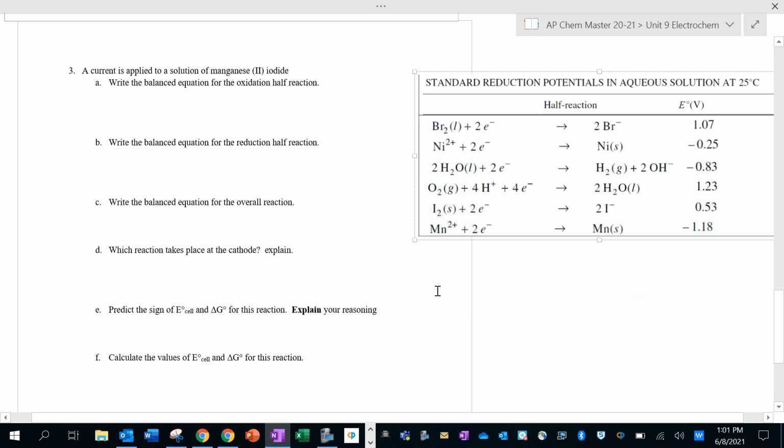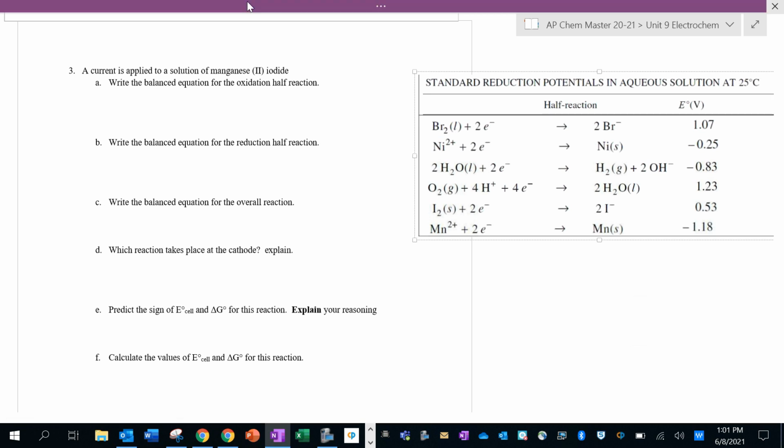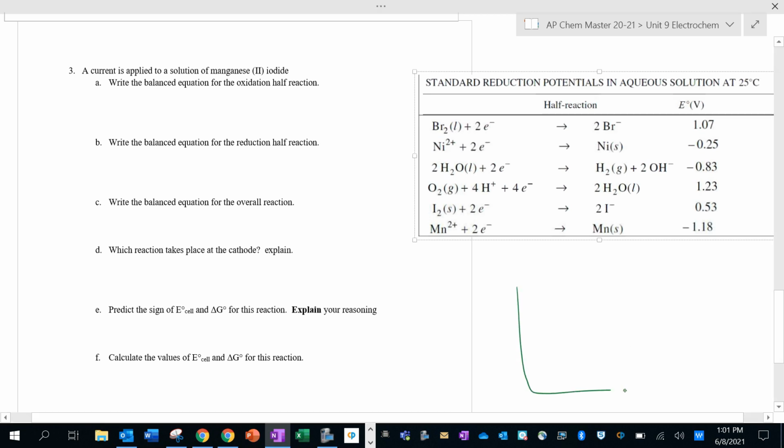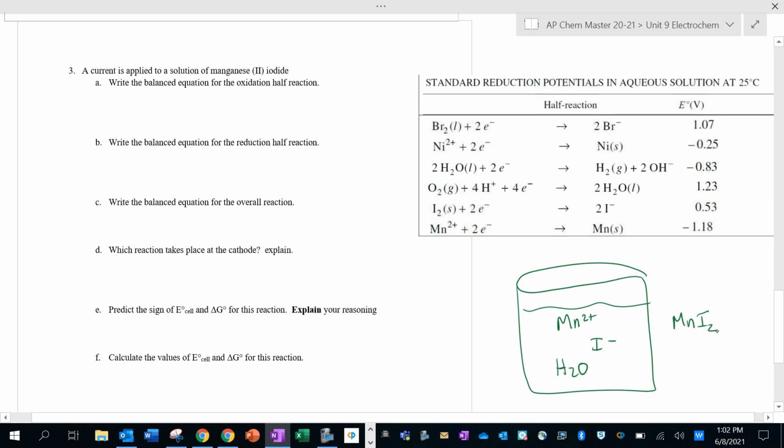So we've got one more example of an electrolytic cell. This time your cell contains, sometimes I find it helpful to draw this out, manganese ions, iodide, and water. So it's an aqueous solution of manganese iodide. And again, we're going to hook up some electrodes here and connect it to a power source. We're going to force an oxidation-reduction reaction to occur.